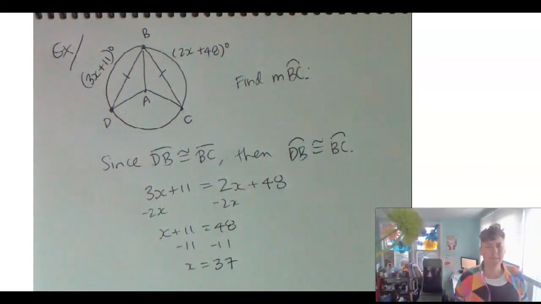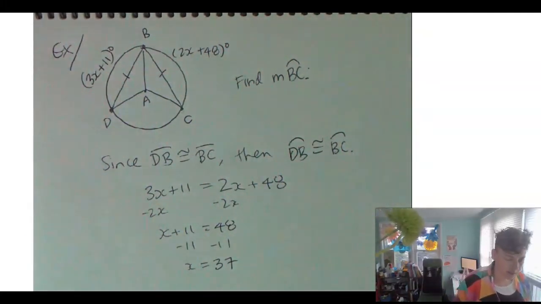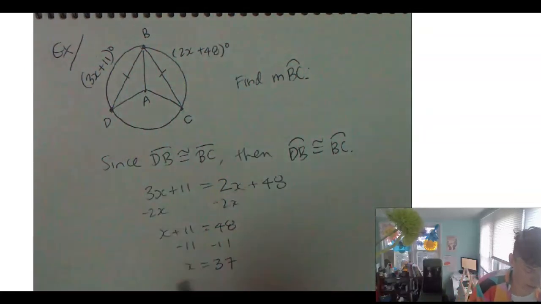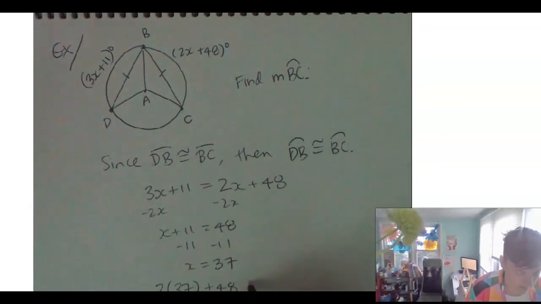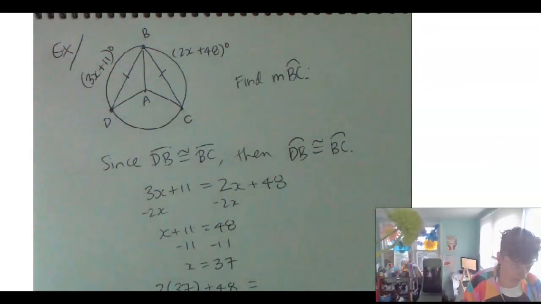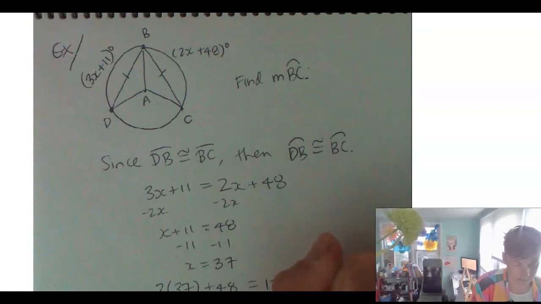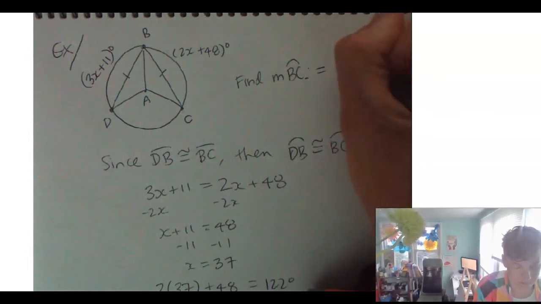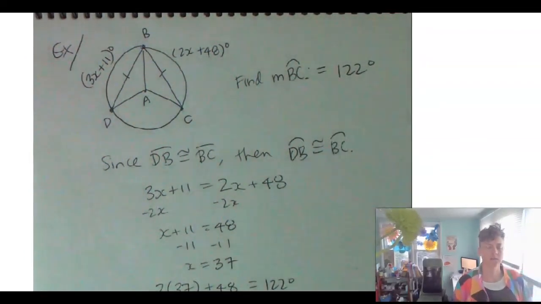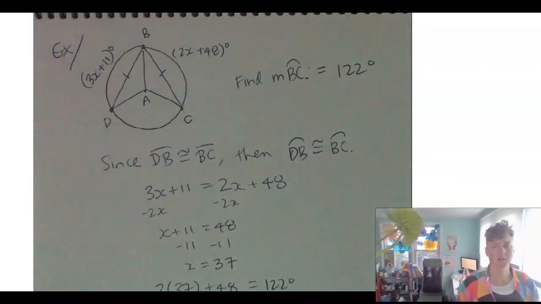Finding the measure of BC, we've got to plug that back in. So 2 times 37 plus 48 is going to equal 2 times 37, 74, plus 48, 122 degrees. 122 degrees. All right, scholars, you're doing great.